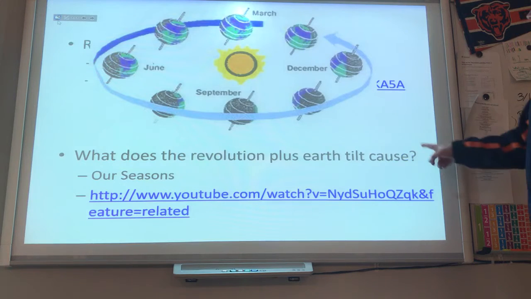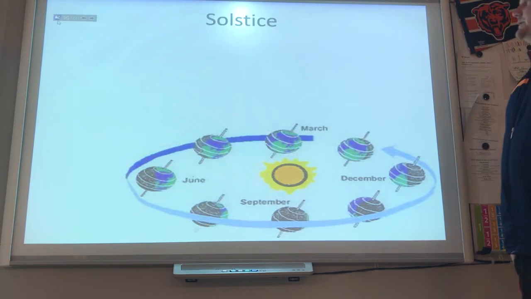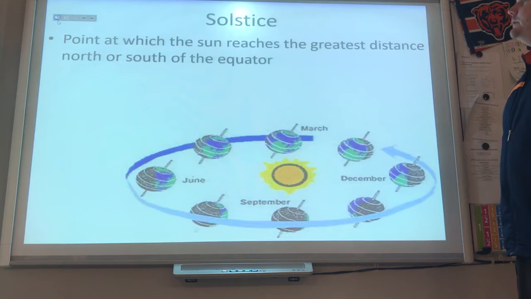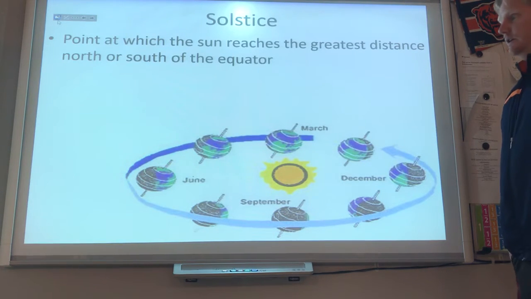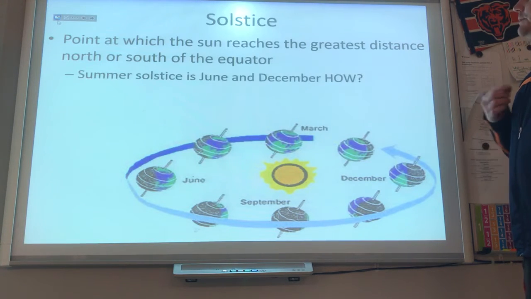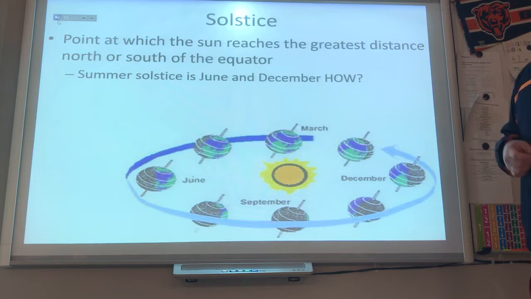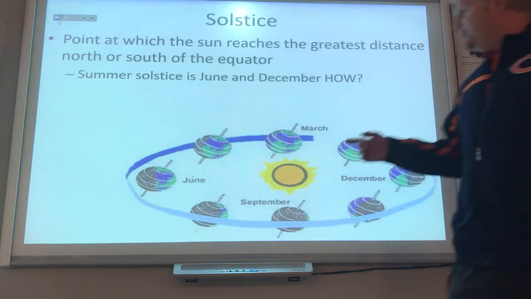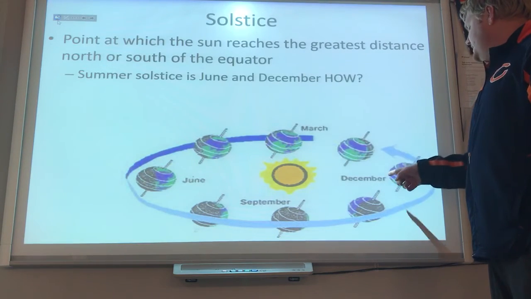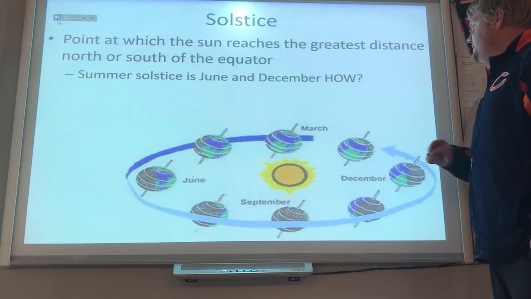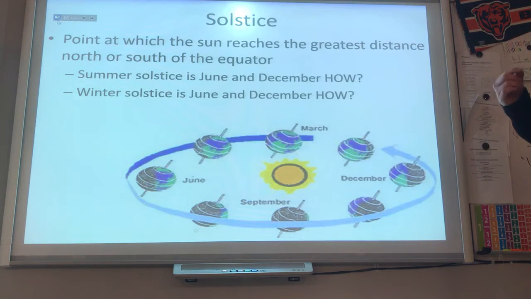All right. Solstice. The point at which the sun reaches the greatest distance north or south. You know, we've heard about the longest day of the year and the shortest day of the year. These happen on the solstices, okay? The summer solstice is June and December. How can that be? Because in June, it's at the highest point north here in our northern hemisphere. Oh. But in December, it's a highest point south. Winter solstice is June and December.